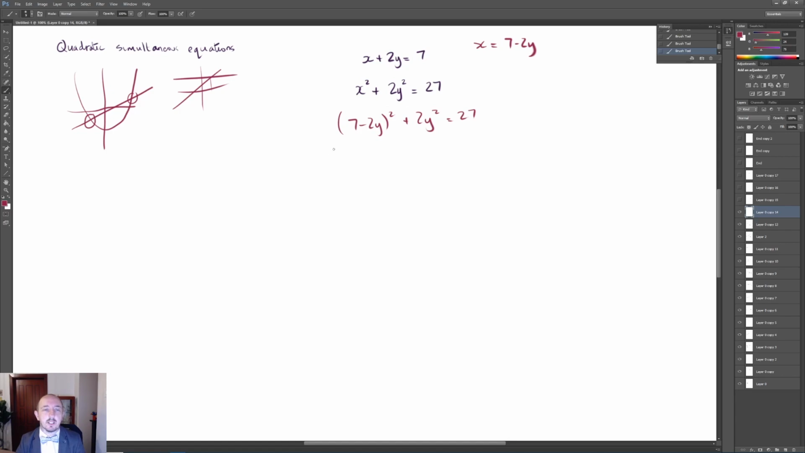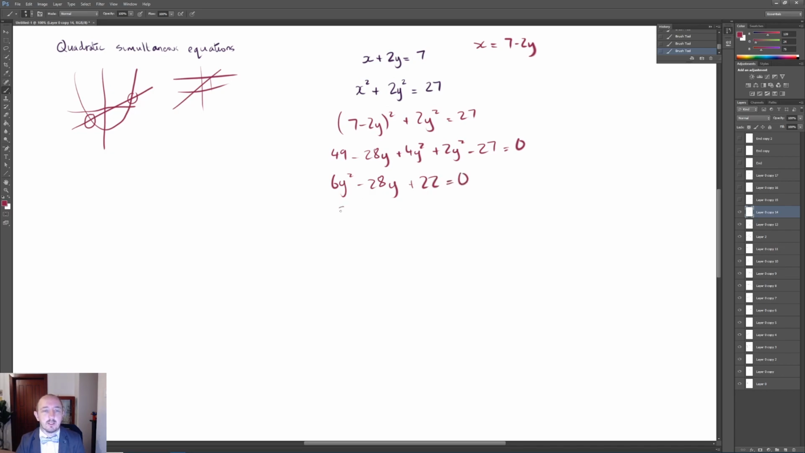these double brackets. We're going to get 49 minus 28y plus 4y squared plus another 2y squared, and I'm going to bring 27 over to get a quadratic in 0. So we've got 6y squared minus 28y. 49 minus 27 is 22.